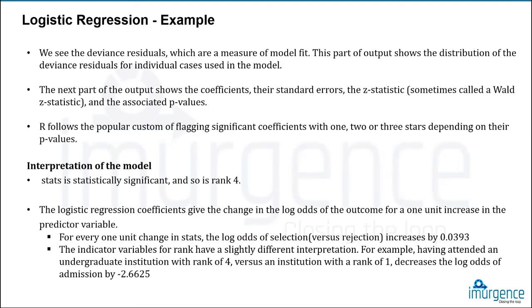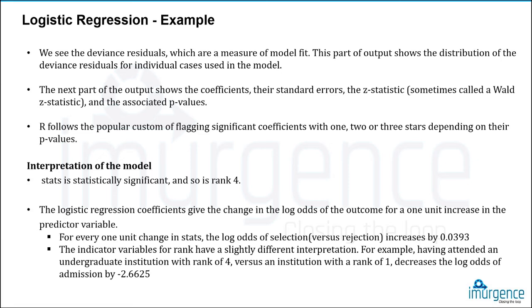The next part of the output shows the coefficient, the standard errors, the Z statistics, sometimes called Wald Z statistics, and the associated p value. So what you're seeing in the regression table as the Z is nothing but the Wald Z statistic, and it is observed for every variable. In your linear regression model, you are referring to this very same thing as a t statistic. In this case, it is replaced by the Z statistic, right? And the remaining things remain as they are. So stats is a statistically significant variable, and so is rank 4.